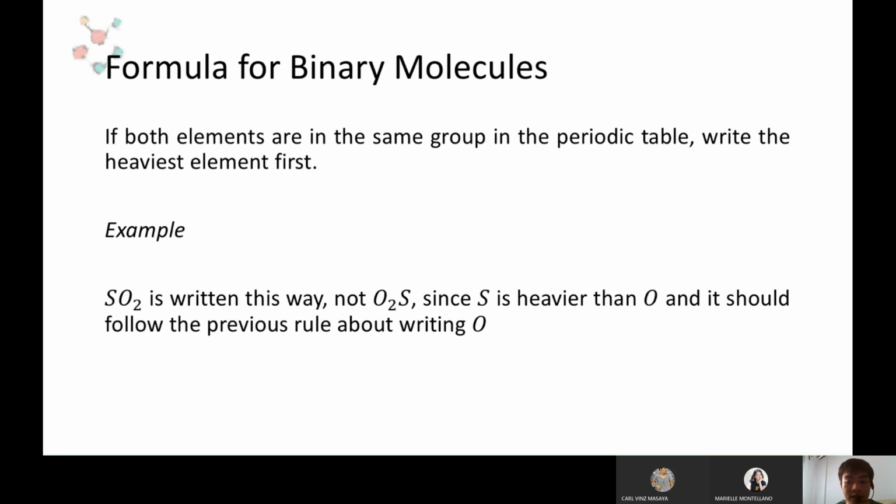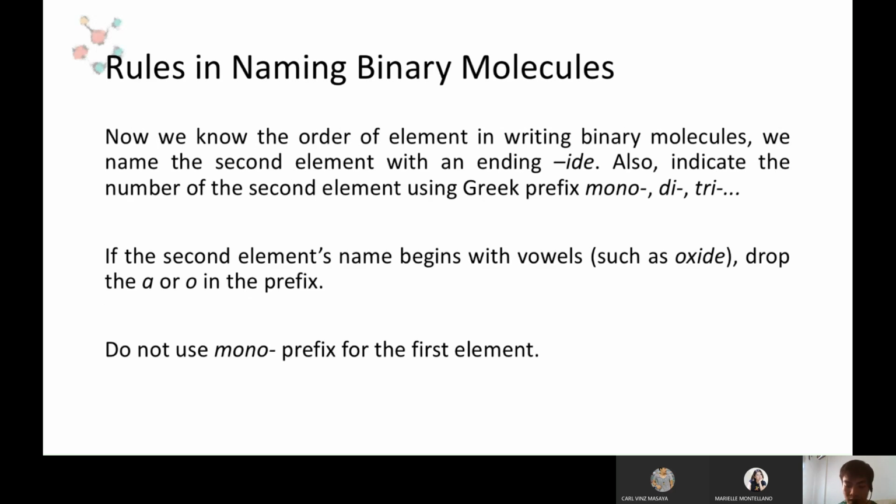Tignan nyo yung cyanide ion. Bakit siya CN? Kasi yung carbon nasa left kaysa sa nitrogen. Kaya CN. Ganun yung pagkakasunod niya. Okay? Okay, so rules naman tayo in naming. So, last 3 slides.